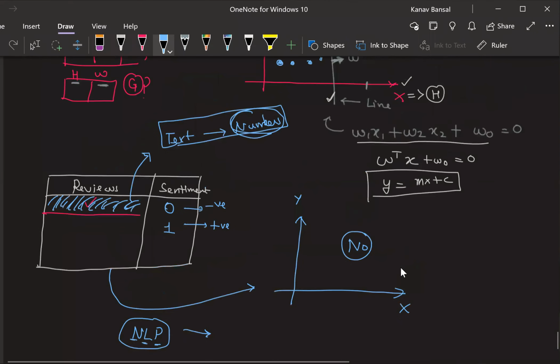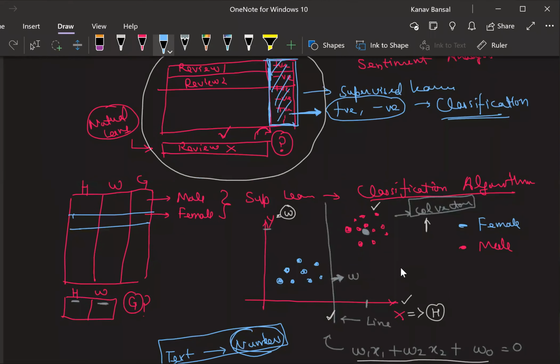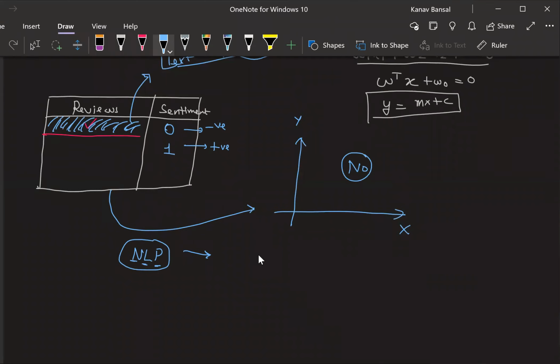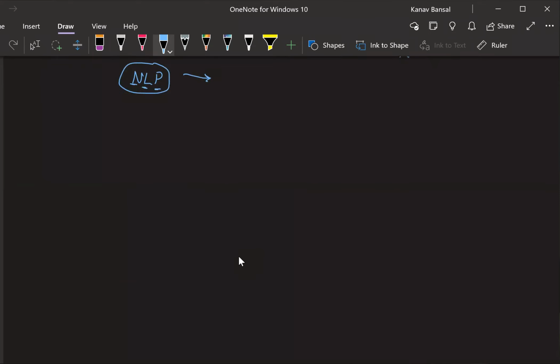Okay, let's first kill this small problem. Today we'll try to kill a small problem. Tomorrow we'll try to kill a bigger problem. Is that fine? Today we'll try to kill a small problem. Tomorrow we'll try to kill the sentiment analysis problem. Okay, chalo. So let's try to understand one thing here.